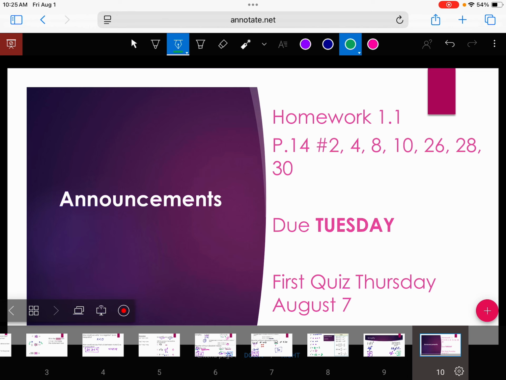Our first quiz is going to be next Thursday over section 1, which we talked about today, and section 2, which we're going to talk about on Monday, maybe Tuesday. Okay, so that's kind of the vibe.